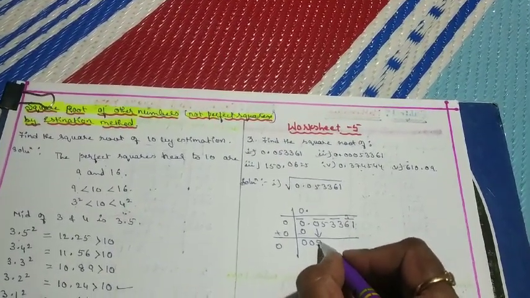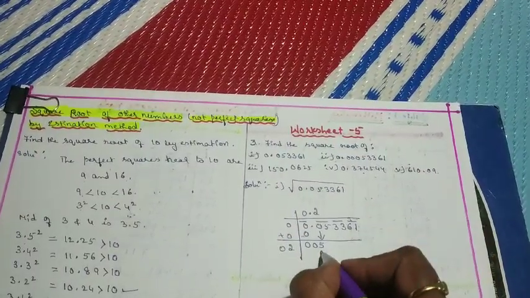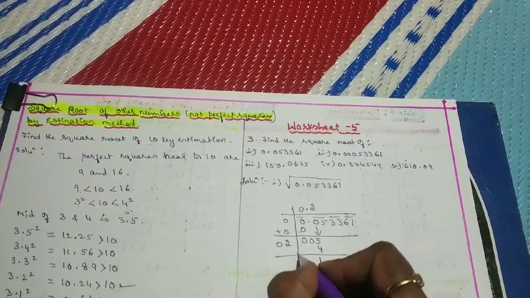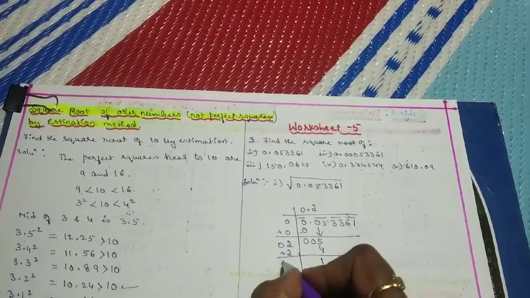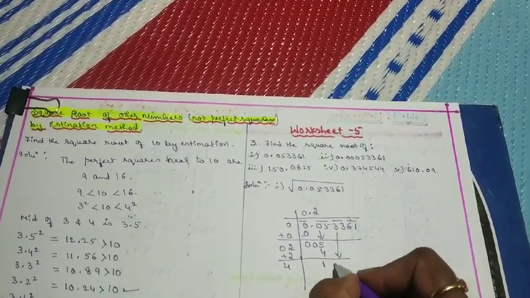So there is a digit 5. 2 square is 4, which is smaller than 5. Subtract 5 minus 4 is 1. And what number we have written in the divisor, the same number should be added, so 4. Take the next period, called 33.